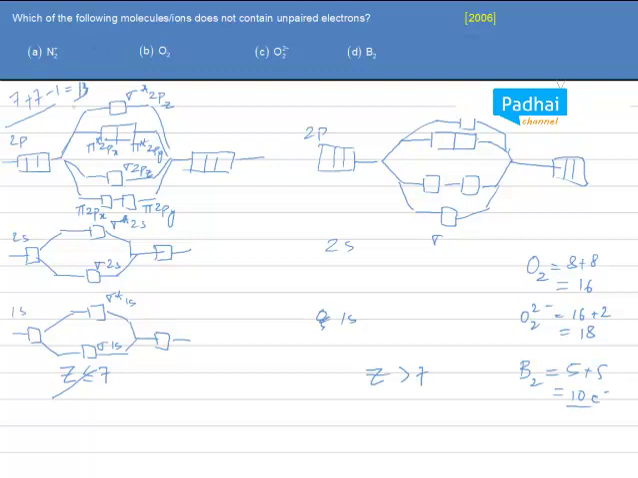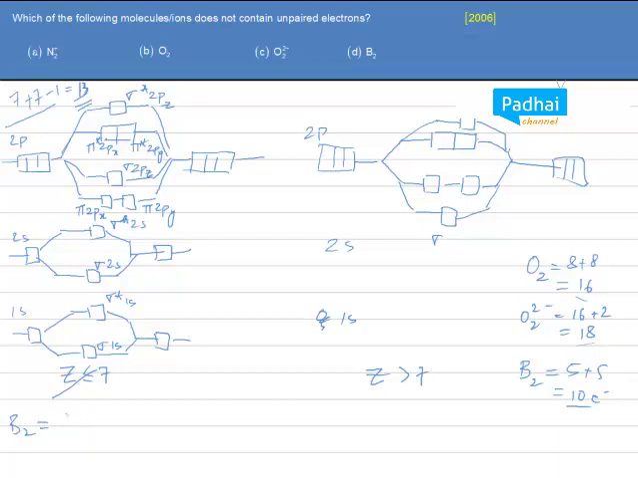Now definitely N2 plus will have unpaired electrons, because it has an odd number of electrons. So we need not check this, we can directly cancel it out. Now we have to check between O2, O2 2 minus and B2, right? Now let us draw for B2. It has 10 electrons.